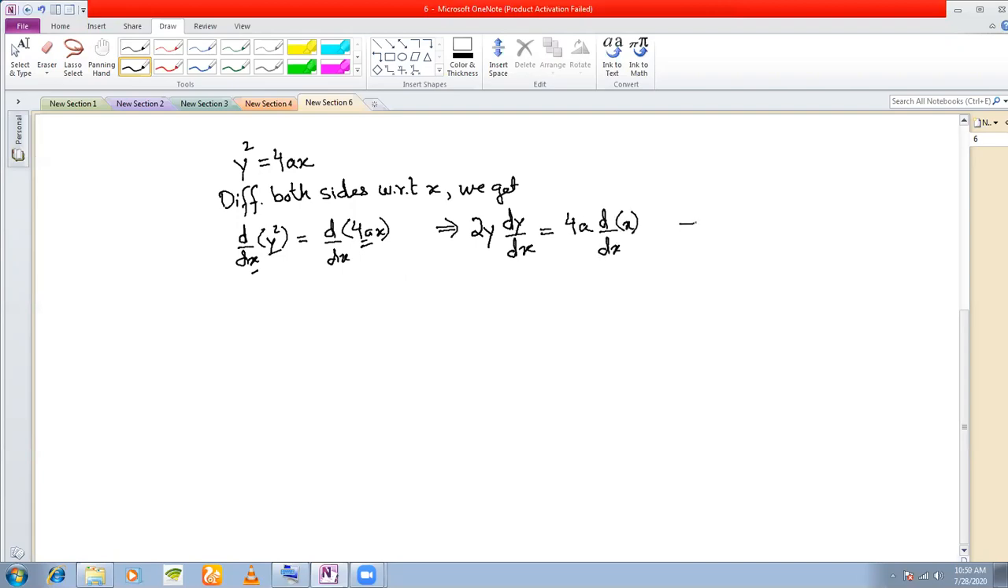Then you can cancel this 2 with this 4. So you get y dy dx is equal to 2a. That means, sorry, dy dx is equal to 2a by y. That is your answer.